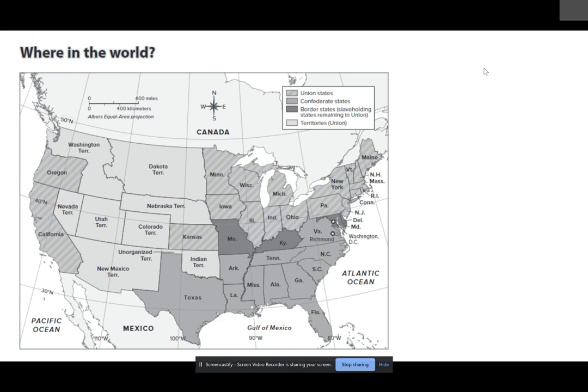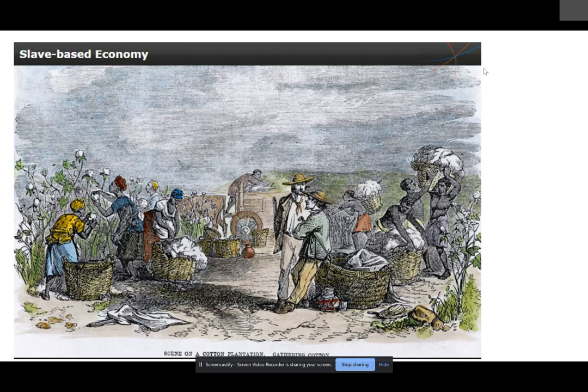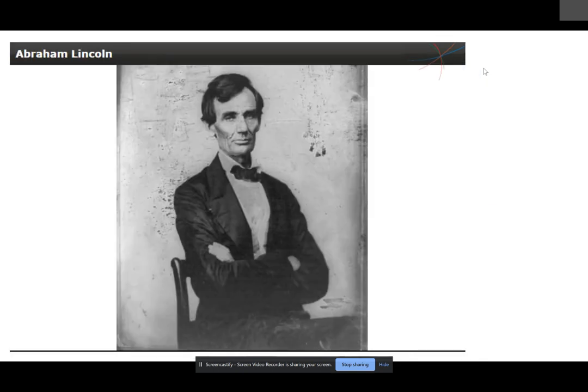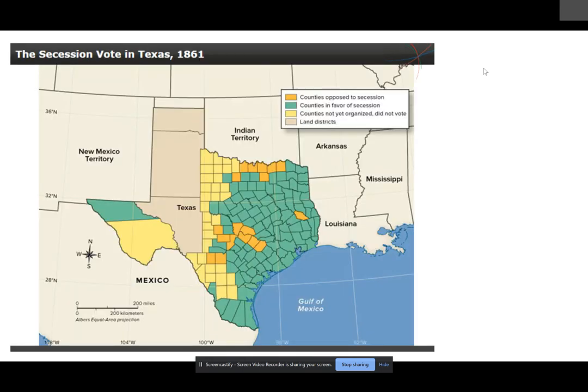There's a map that shows the Union states, Confederate states, the border states, and territories. A painting of a slave-based economy. Abraham Lincoln. The secession vote in Texas, showing the counties that were against and for secession.